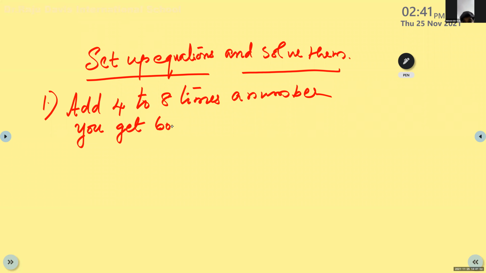Okay, read the question and tell me the equation. Rehan Dev, you tell me. Add 4 to 8 times a number, then you will get 60. So we can suppose first, let the number be x. So how to proceed with the question?